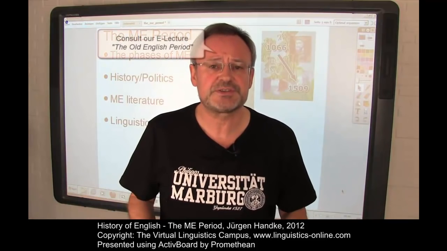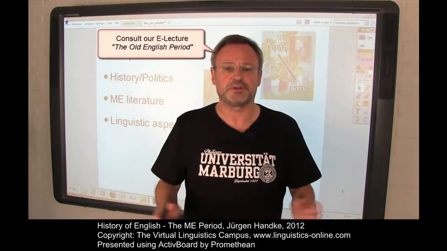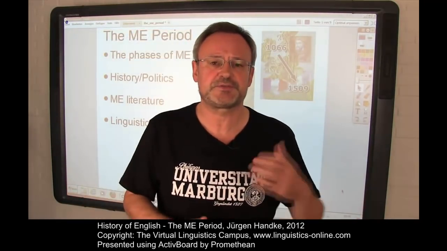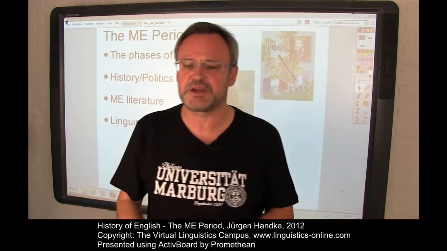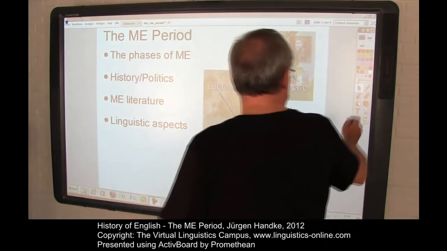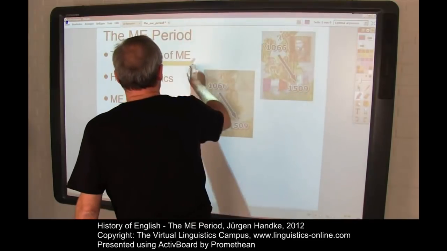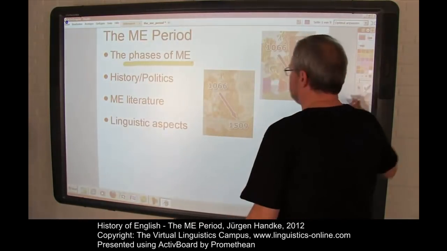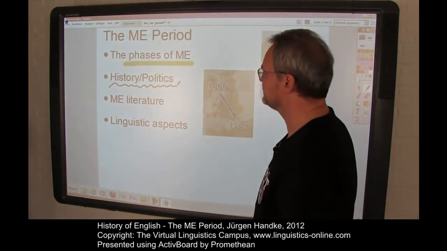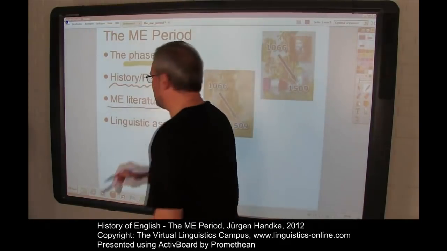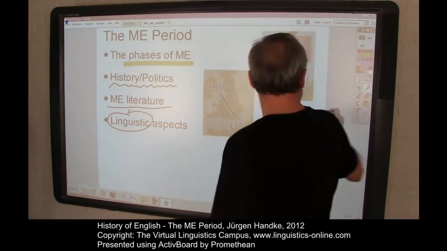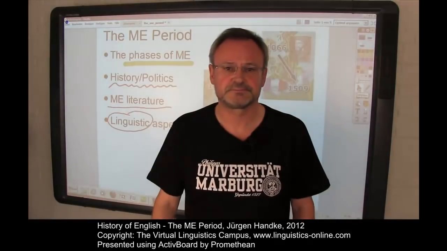The details of these events can be found in our e-lecture, The Old English Period. Linguistically, the Middle English period is defined as from 1100 to 1500 after Christ. This e-lecture provides an overview of the Middle English period, in particular about the main phases of Middle English, the main historical, technological and political achievements, the central literary works of that time, and the main linguistic properties of Middle English. So let's start.